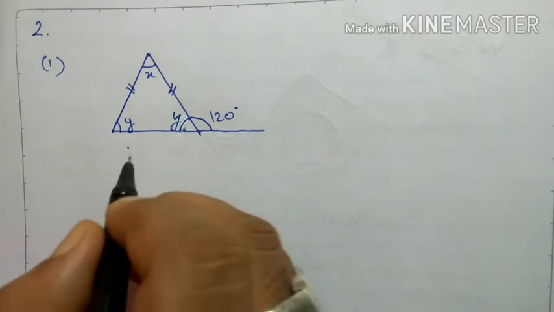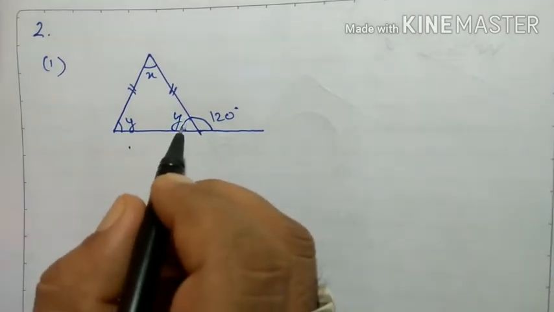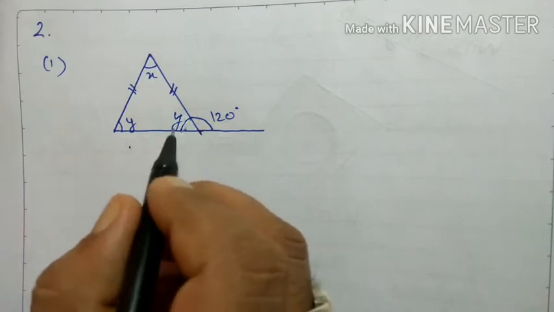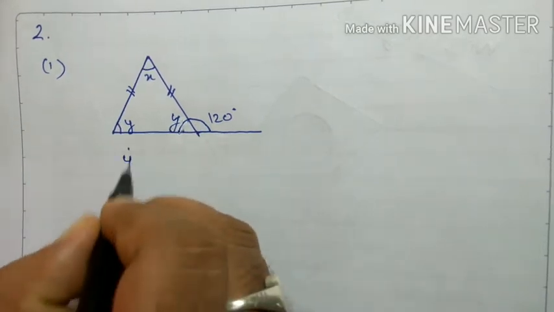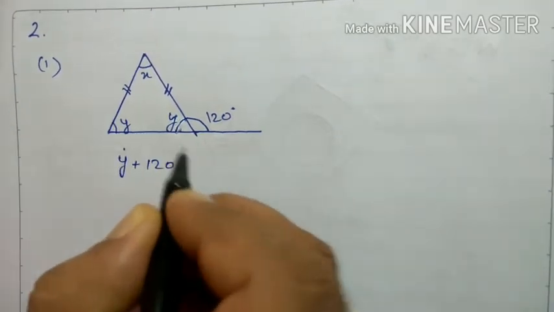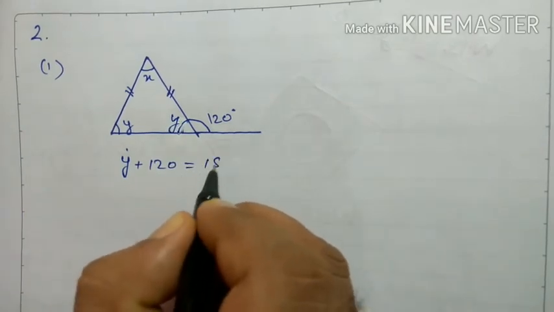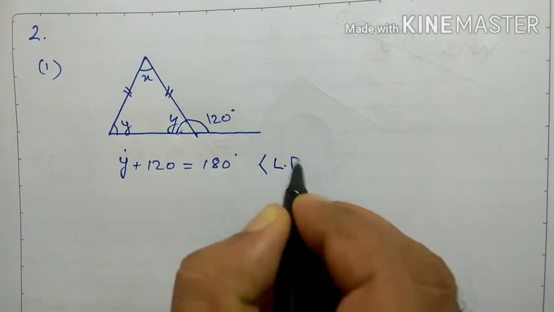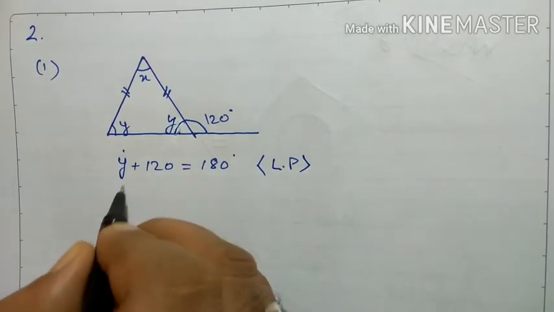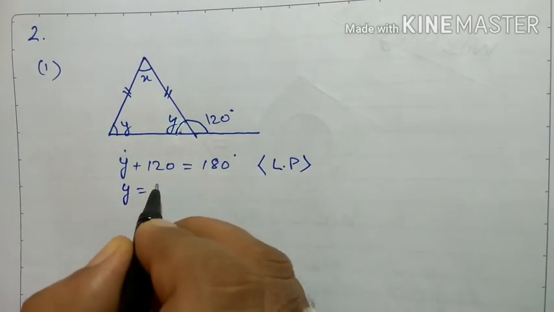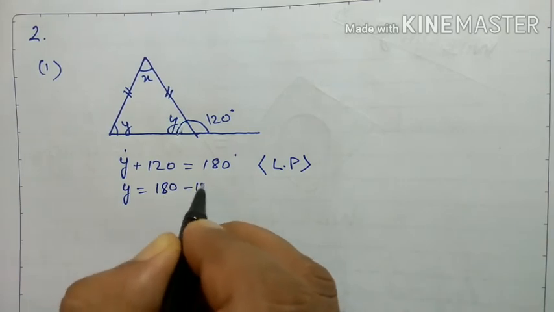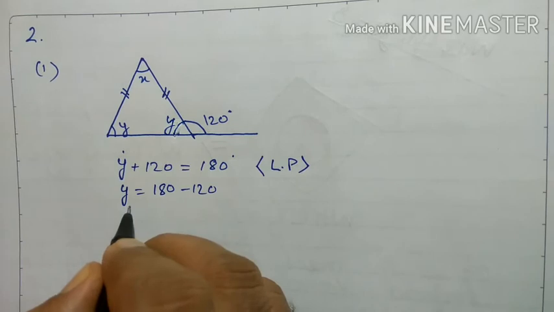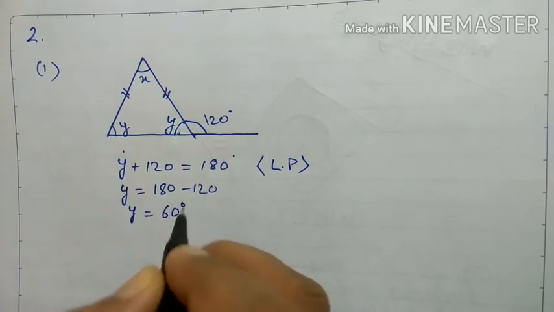Now what do we have to do in this? First we find y. Since this is a straight line, y plus 120 forms a linear pair. So y plus 120 is equal to 180. Reason: linear pair. So y is equal to 180 minus 120, and y is equal to 60 degrees.